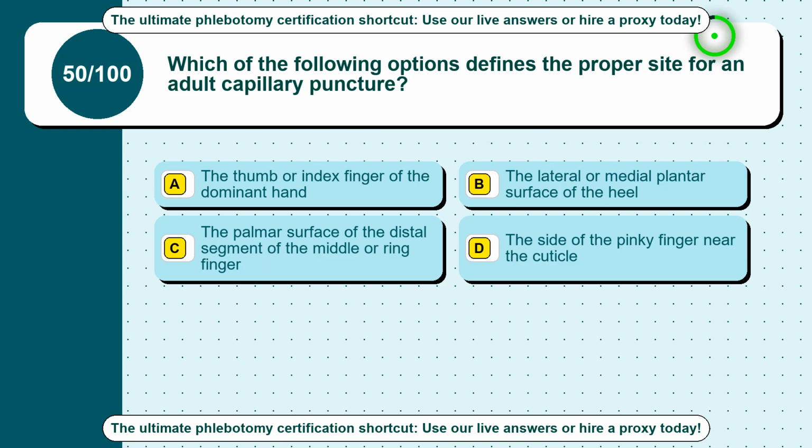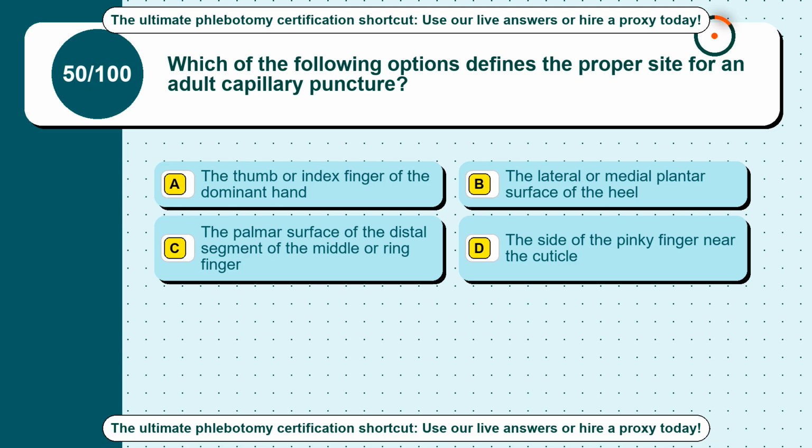Question 50. Which of the following options defines the proper site for an adult capillary puncture? Option A. The thumb or index finger of the dominant hand. Option B. The lateral or medial plantar surface of the heel. Option C. The palmar surface of the distal segment of the middle or ring finger.